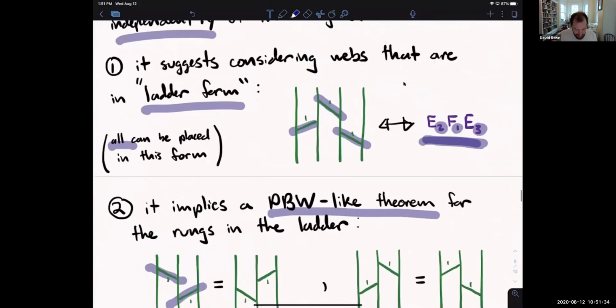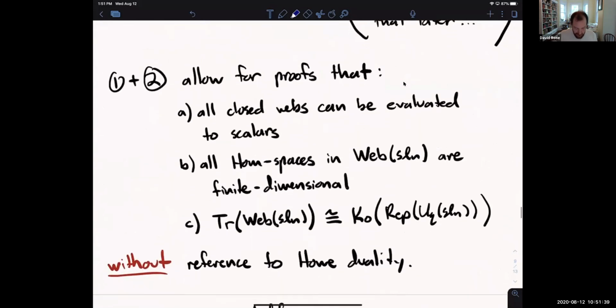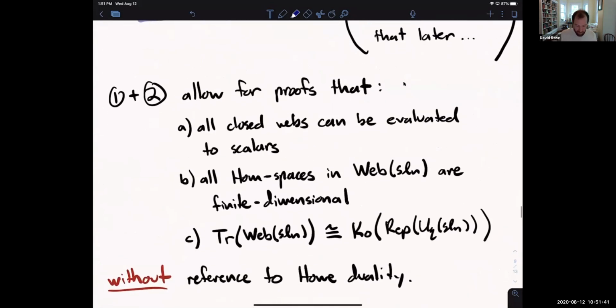Okay, so what do these takeaways now tell me? Well, I claim that just knowing 1 and 2, that I can put things in ladder form and that I can do this ladder PBW stuff, you can prove that all closed webs, those without any boundary points, essentially the endomorphisms of the monoidal unit, can be evaluated down to scalars. You can also use this to prove that all Hom spaces in this category, which you define by certain trivalent graphs modulo certain relations, are finite dimensional.